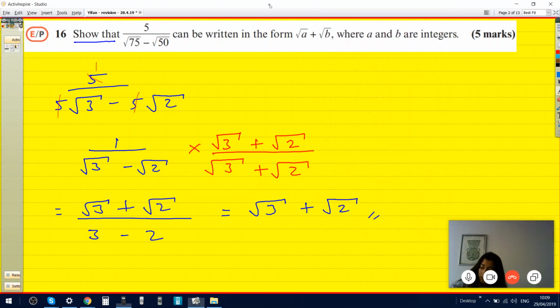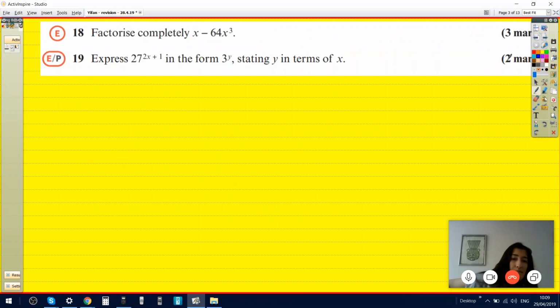Yeah, but even way back at the very beginning, if you times the top and bottom by root 75 plus root 50, then it will give you the answer. Any questions there? Nope. Okay. You did make your life easier by doing that other stuff. Okay. How about this?